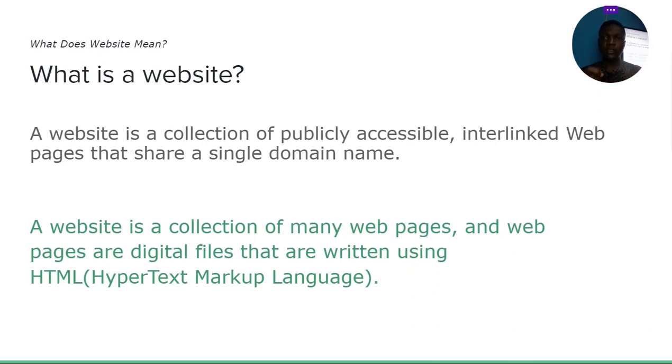In this course, we are going to be looking at how the browser interprets the file into the visually appealing document that we see on different websites. So a website is a collection of many web pages, and web pages are digitally arranged files that are written in hypertext markup language.